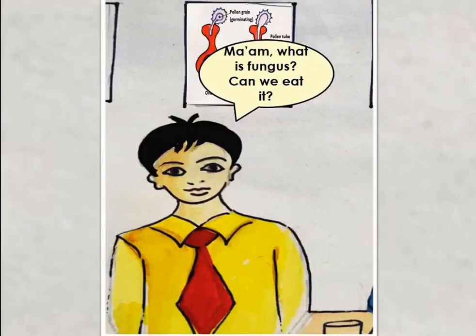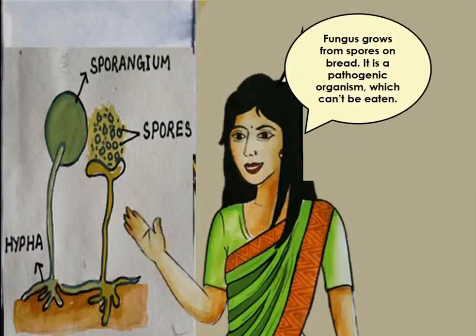Ma'am, what is fungus? Can we eat it? Rohan, fungus is a type of microorganism. It grows from spores on bread. It is a pathogenic organism which can't be eaten. Look here. This is a diagram of fungus. It consists of hypha and sporangium. Sporangium consists of tiny spherical bodies called spores.